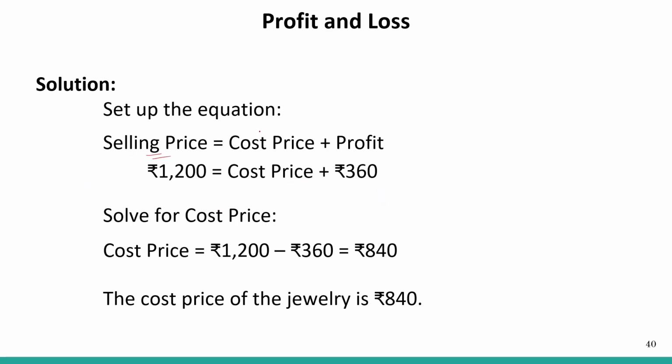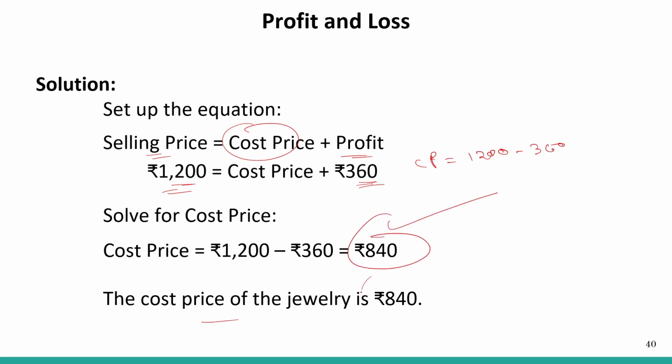Okay. So selling price will be cost price plus profit. So the selling price is 1200 and profit is this much. So cost price will be CP is equal to 1200 minus 360 is equal to 840. This is what we have. So the cost price of the jewelry is nothing but 840 rupees. So this is the correct answer.